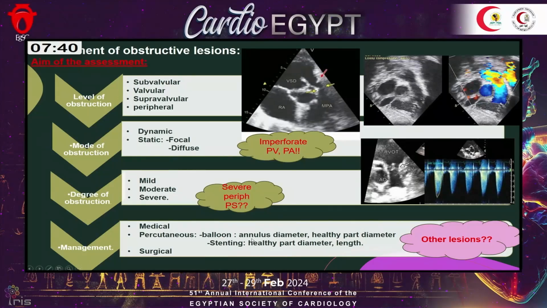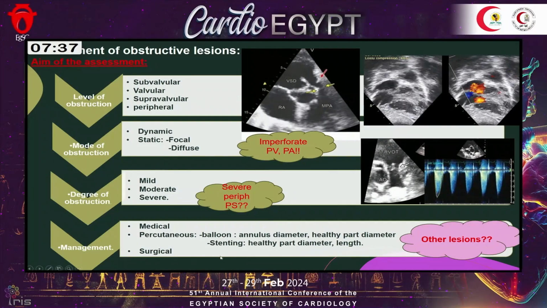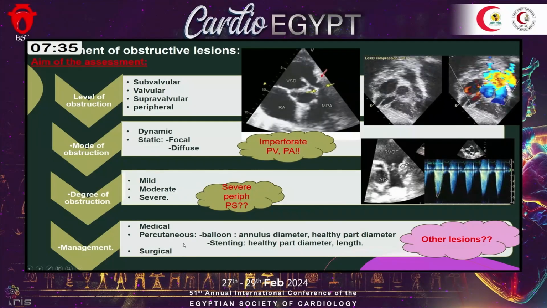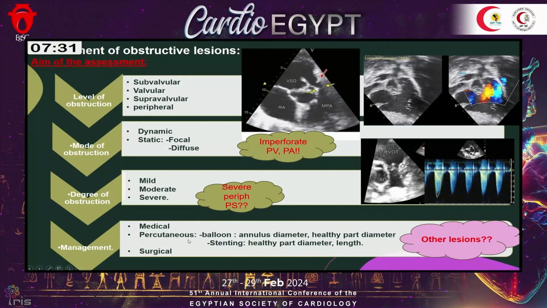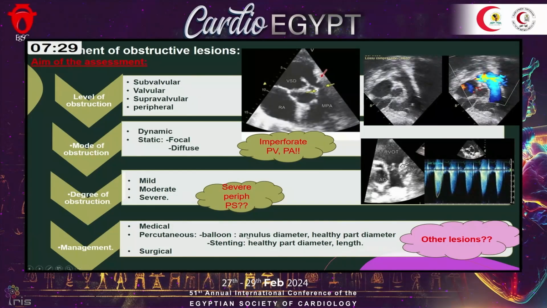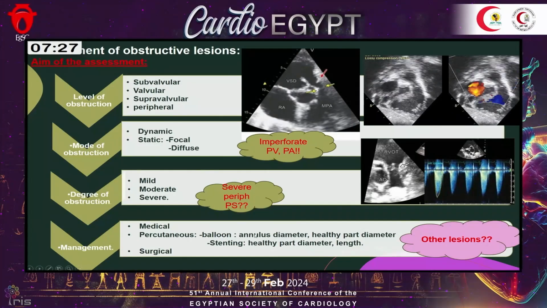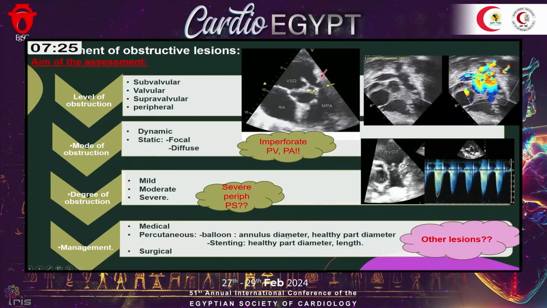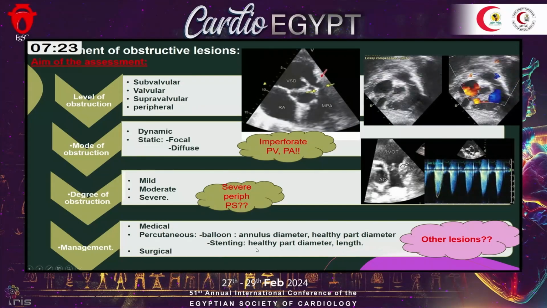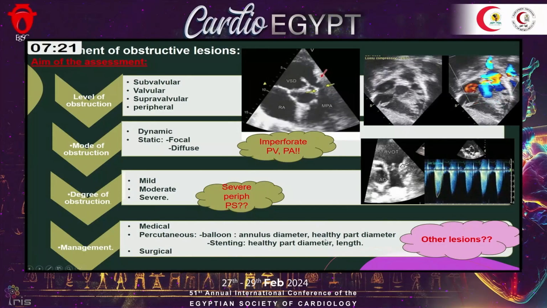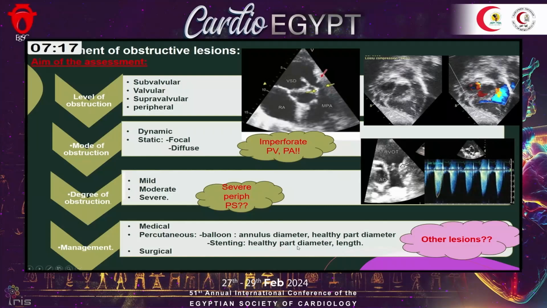In management, medical, percutaneous, or surgical. In case you are recommending percutaneous management as balloon dilatation of valvular PS, you should comment on annular diameter, or for cases of peripheral PS, whether balloon or stenting, you should comment on the diameters of the arteries.